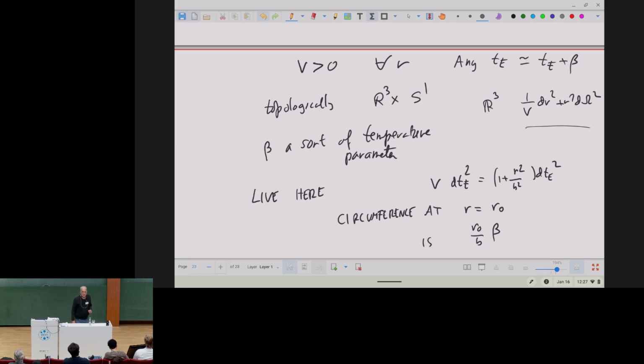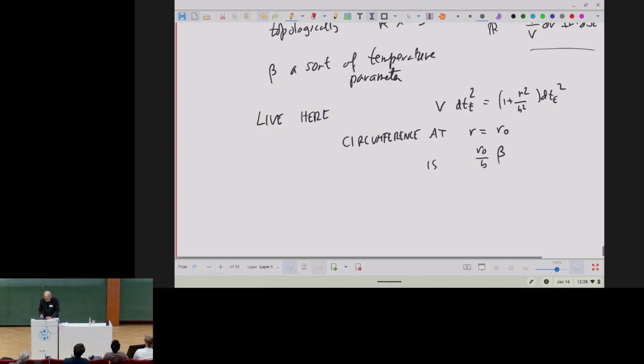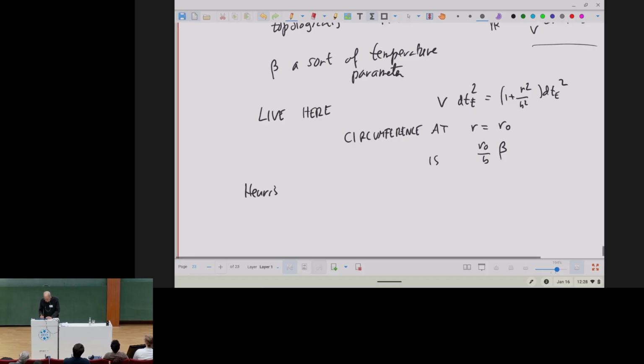That means if you live in this space-time, you would see beta going to infinity at large distances, which means the temperature goes to 0. So whatever energy you have, it's too much if you're near infinity, because any particle has much more energy than the temperature if beta is going to infinity. So that's a heuristic explanation: any particle that goes off to infinity is reflected back.